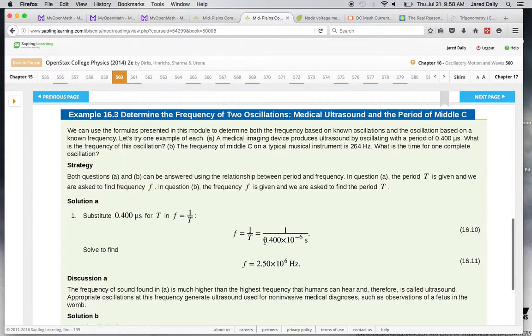And so here's just an example of how to use this very simple definition or relationship. We want to find the frequency. We've got a medical imaging device, for example, that's producing an ultrasound, and it's oscillating with a period of 0.4 microseconds, and we want to know the frequency. So if you know the period, the frequency is 1 over that, and so you just take 1 over the period here, and make sure that you have it in seconds, and then you get a frequency of 2.5 times 10 to the 6 hertz, or 2.5 megahertz, right?